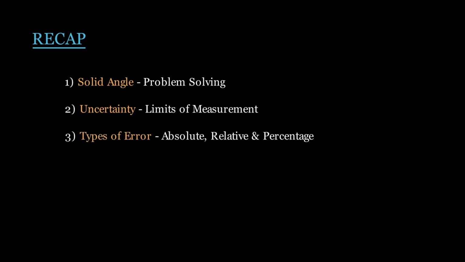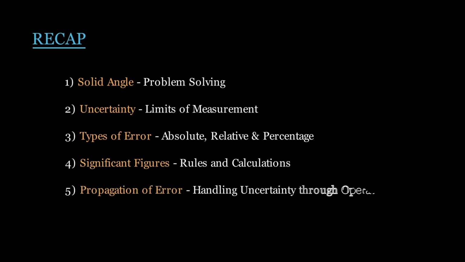So let's quickly recap what we covered in this video. We began by discussing two conceptually rich problems based on solid angles, one dealing with ray optics and another with electrostatics. Then we explored the idea of uncertainty, and we moved on to types of errors, then covered significant figures and how to handle them during calculations, and how uncertainty propagates through mathematical operations. In the next episode, we move on to dimensions, dimensional formulae, and dimensional analysis, where you'll learn how to extract deep physical meaning from the units themselves.